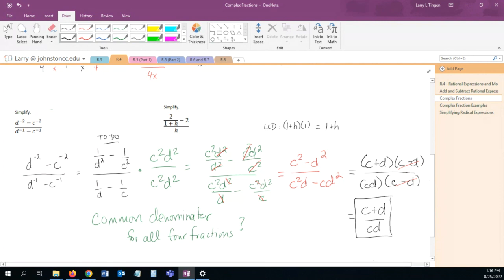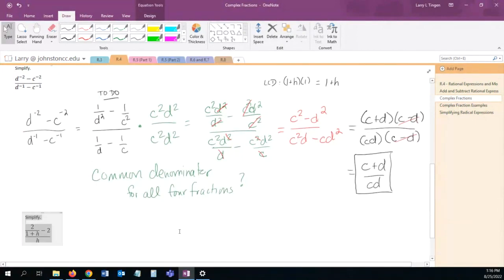So compare that to the way we did this before, where I found a common denominator for the numerator, I found a common denominator for the denominator. I got common denominators, I added or subtracted, and then multiplied by the reciprocal. This one goes a lot quicker. Okay. And so let's move this down to the bottom.